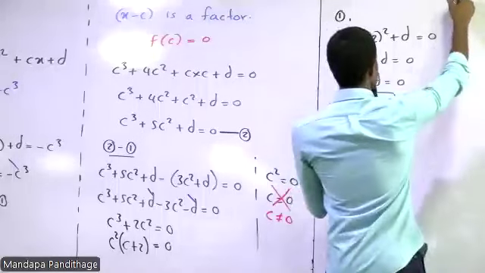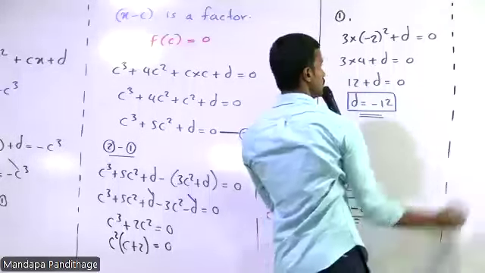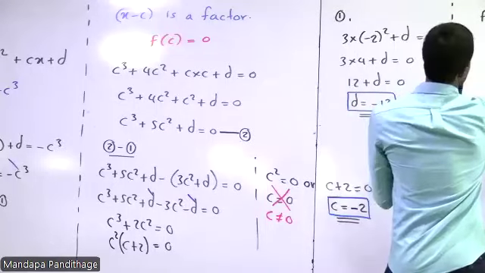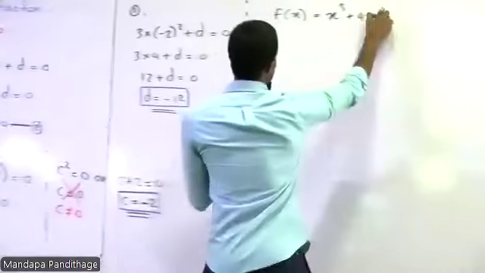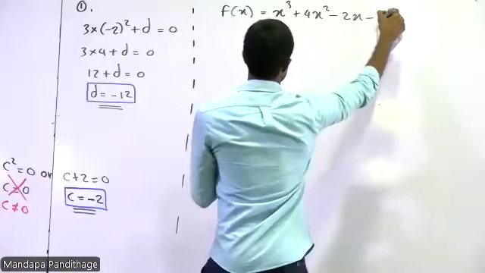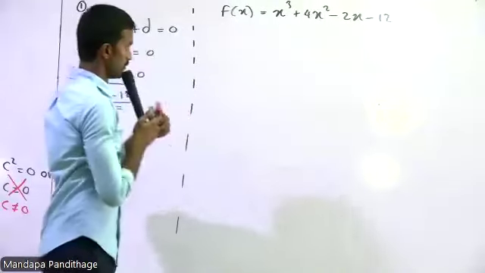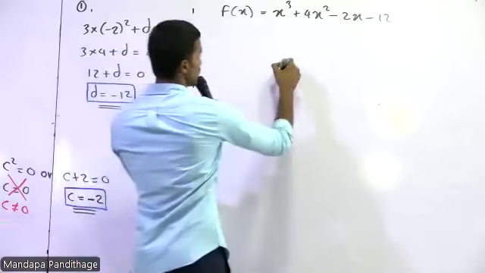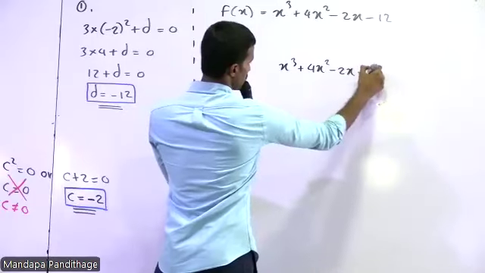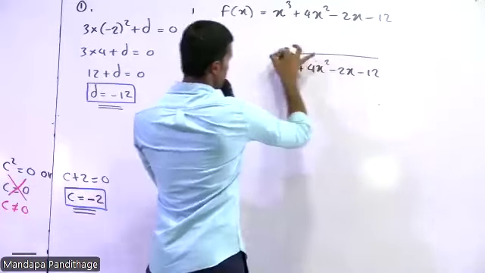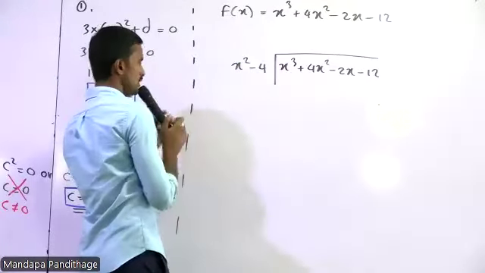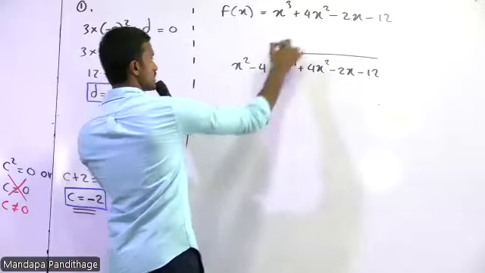Okay, so now f(x) is equal to, putting in these c and d values, x cube plus 4x squared. What is c? It's minus 2x. What is d? It's minus 12. Now use long division because it's not a linear divisor. Same thing that I explained before, we have to divide by x squared minus 4 because this is not a linear one. Now divide this, x cube divided by x squared is x.